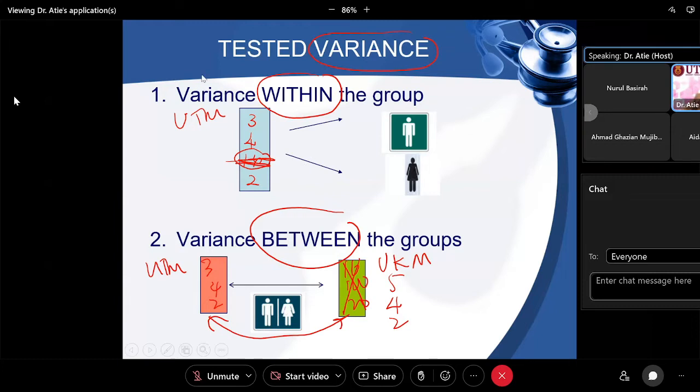Okay, let me hear something from Aida. Aida cakap pagi-pagi dia dah kena panggil nama. Alright, Aida. Are you here, Aida? Yes, doctor. Okay, do you understand what it means by variance within the group? Boleh tak terangkan sikit, Aida? Apa maksud variance or difference within the group?